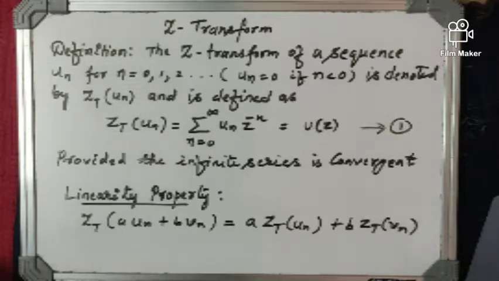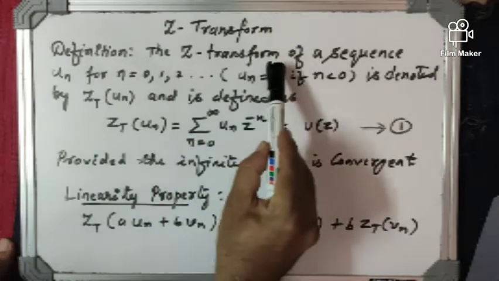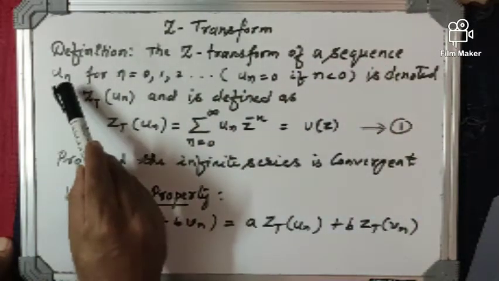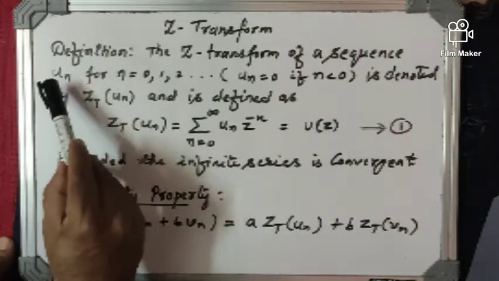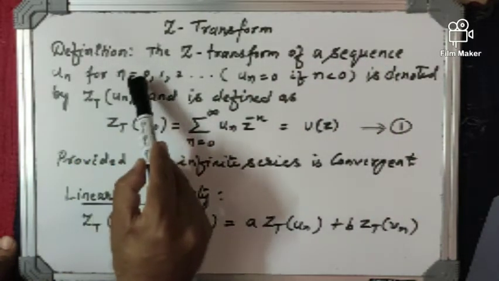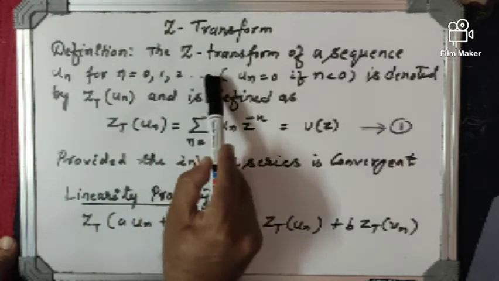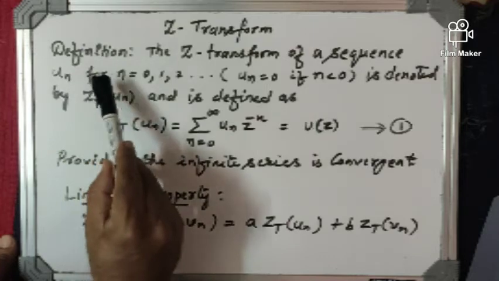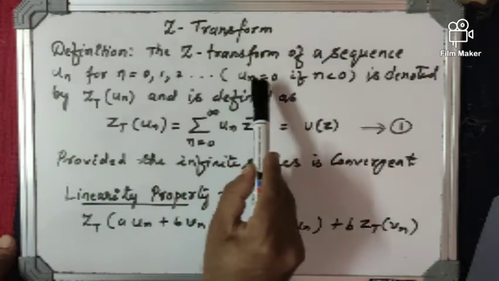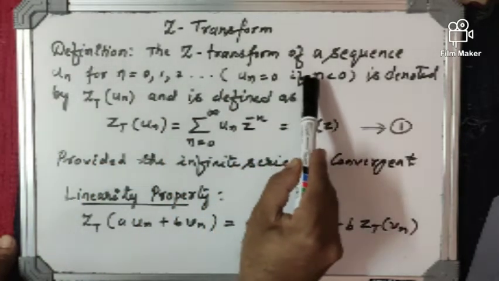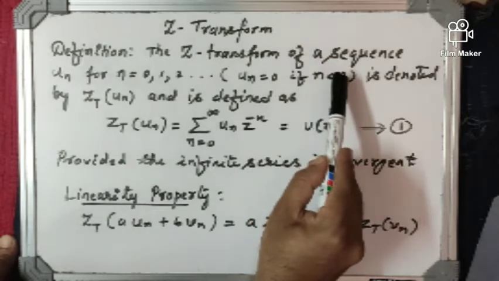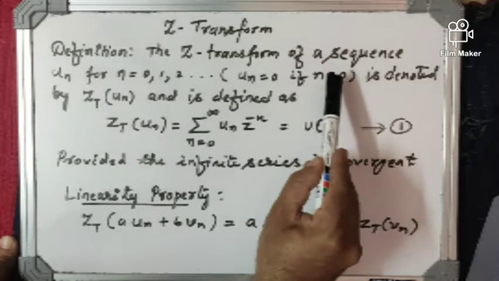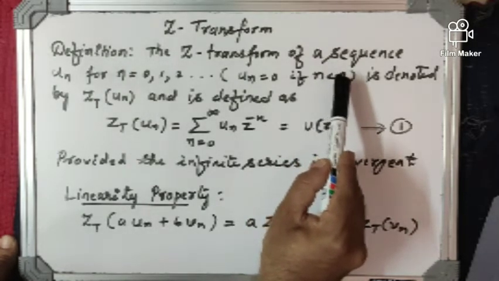Now I will first define the Z transform. The definition is: the Z transform of a sequence un, where un is a sequence of real numbers for n equal to 0, 1, 2, etc. That means we have the sequence u0, u1, u2, etc. And un is equal to 0 if n is less than 0. That means u minus 1, u minus 2, etc. are 0.